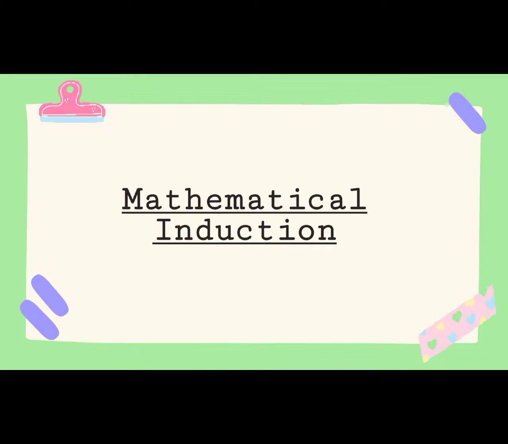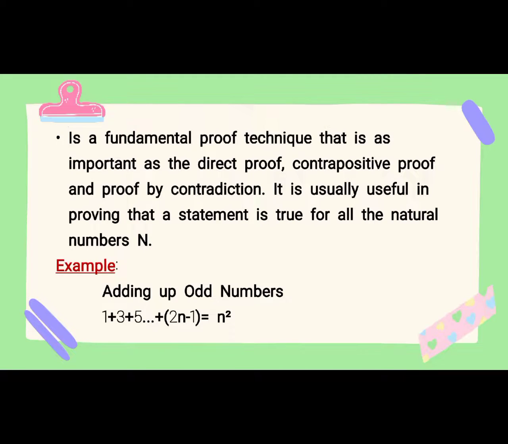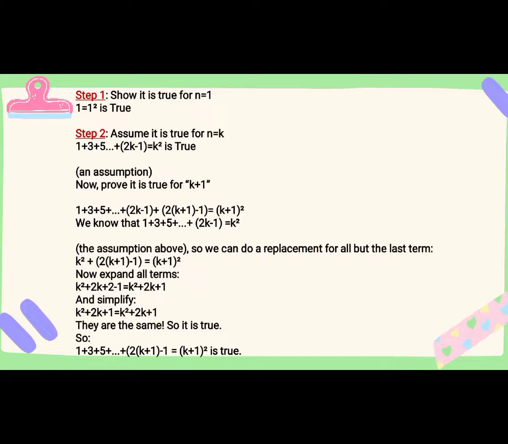So when we say mathematical induction, it is a fundamental proof technique that is as important as the direct proof, contrapositive proof, and proof by contradiction. So it is usually useful in proving that a statement is true for all the natural numbers n. So here's the example, adding up odd numbers. So we have 1 plus 3 plus 5 and so on plus 2n minus 1 is equal to n squared. So for the step 1, show it is true for n is equal to 1. So we have 1 is equal to 1 squared is true.